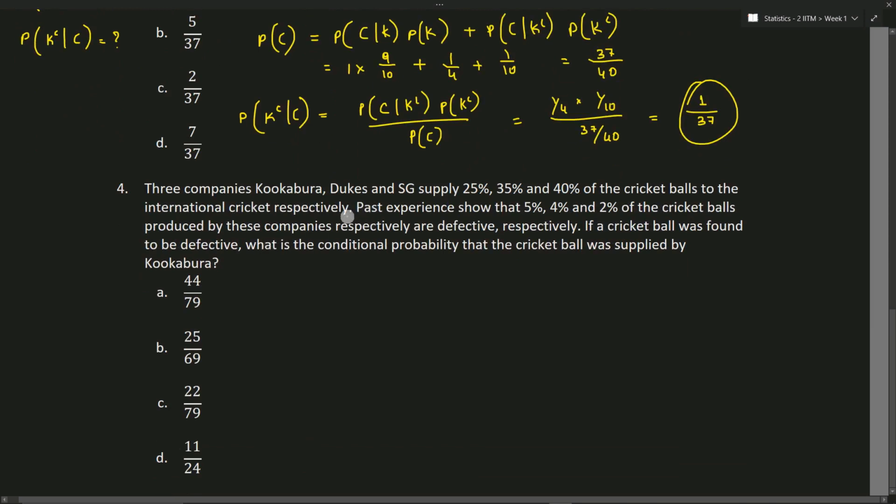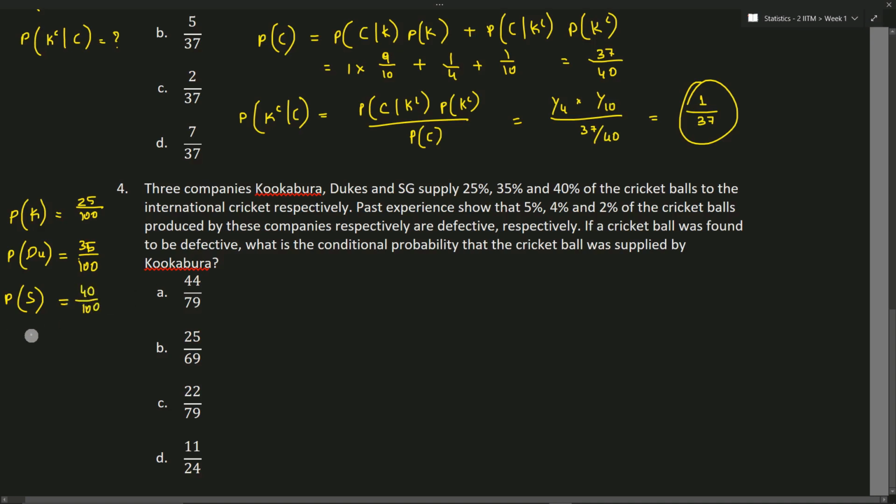Next one, we have 3 companies, Kookaburra, Duke as well as SG, which supply 25%, 35% and 40% of the cricket balls to the international cricket respectively. So I'll just write down the data here. If I choose a random ball, the probability that it is from Kookaburra K is nothing but 1 by 4. I'll write down the percentages as they are: 25 by 100, the probability of Duke is 35 by 100, and the probability of SG is 40 by 100.